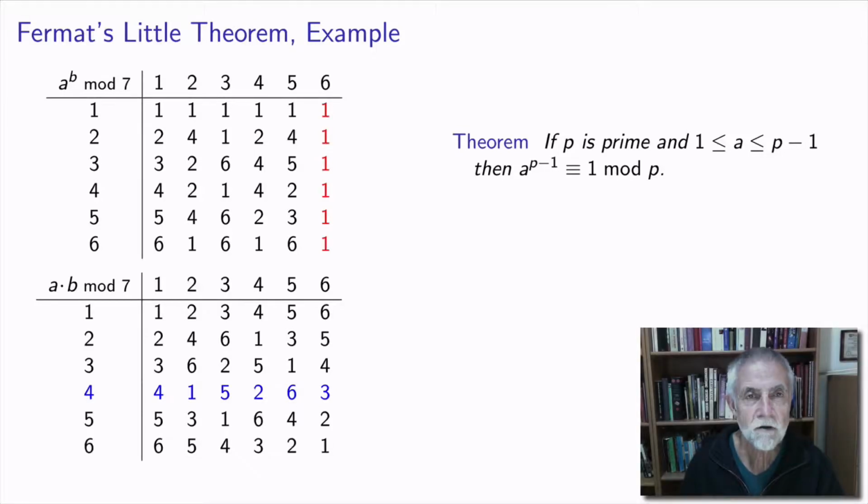Now let's discuss Fermat's little theorem by way of an example. So the theorem says that if P is prime and A lies between 1 and P minus 1, then A to the P minus 1 is congruent to 1 mod P. So in this particular case, P is equal to 7 and A lies in the range 1 to 6. And the claim is that A, for example 4 to the power 6, is equal to 1 modulo 7. 4 to the power 6 is equal to 1 modulo 7.